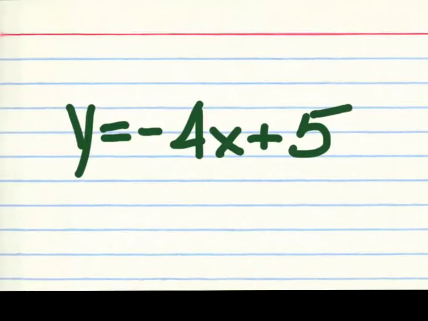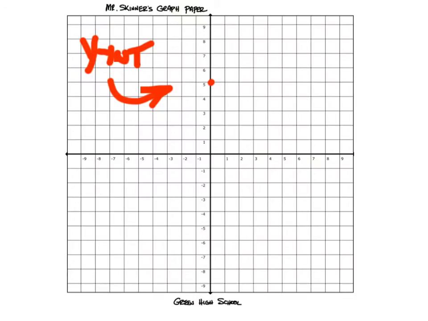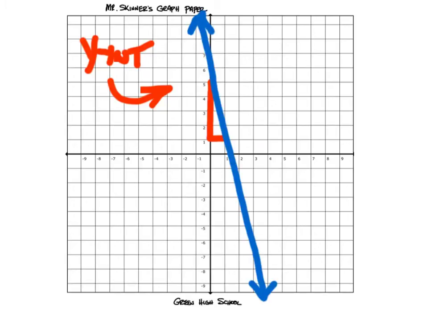Practice number 2. y equals negative 4x plus 5. This is the y-intercept. It's at 5. And then with your slope, you'll go down 4 and to the right 1, and then draw the line.